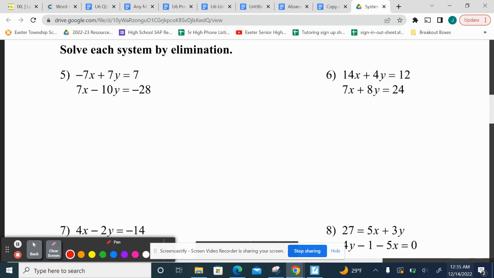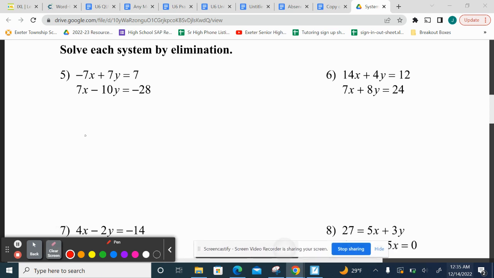All right, and then elimination. I'm not going to go over the first one, but I'll use it as kind of an example here. With elimination, this is a little different. We don't need a variable by itself. We just need everything lined up.